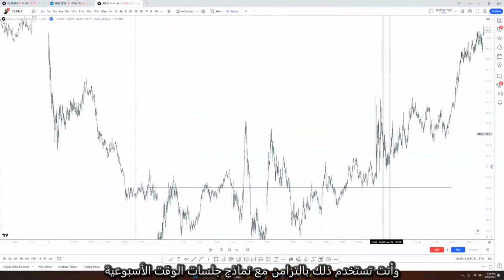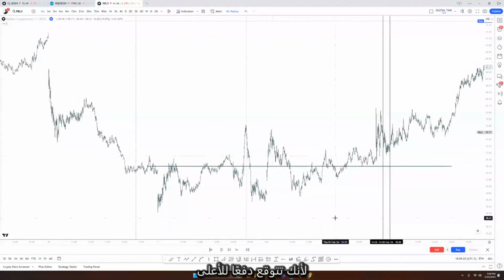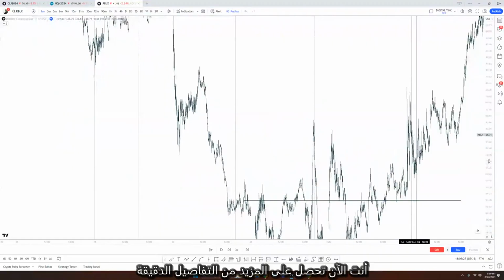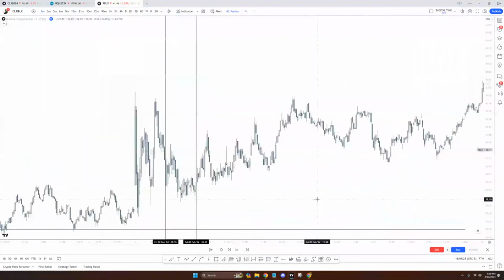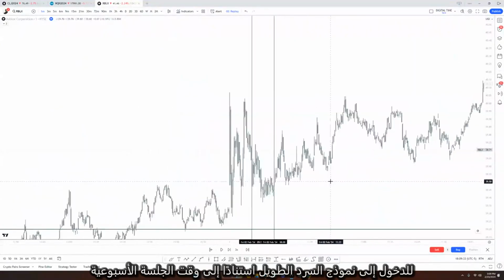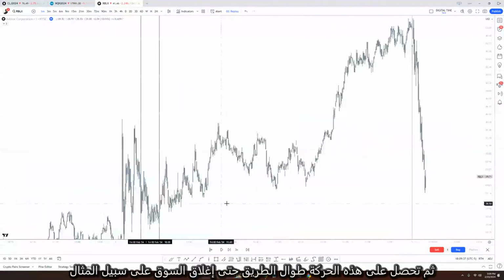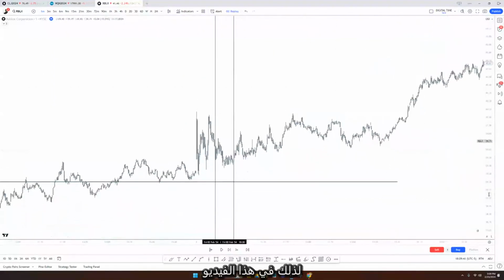And you're using that in confluence with the weekly time session models because you're expecting a push up, market maker buy model. You're now getting more granular and micro, and you're using the Judas time frame to enter long based off a weekly session time model narrative. You then get that move all the way until market close for that example.